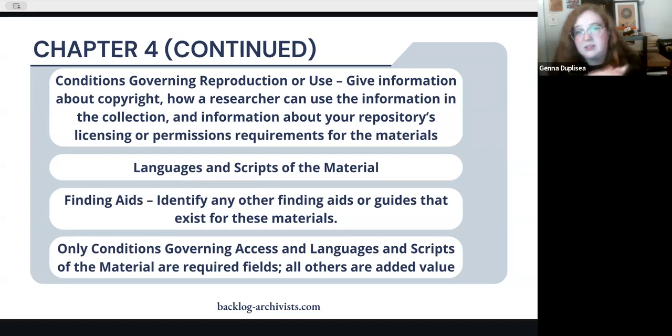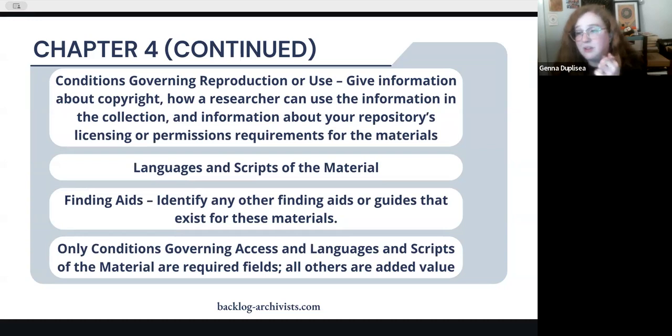So other elements here are the languages and scripts of the material. Is it in English? Is it in Russian? What scripts are used? Is some of it in Mandarin? Is it in Cyrillic text? Then there is an element for other finding aids. So you can have a finding aids element within the finding aid.